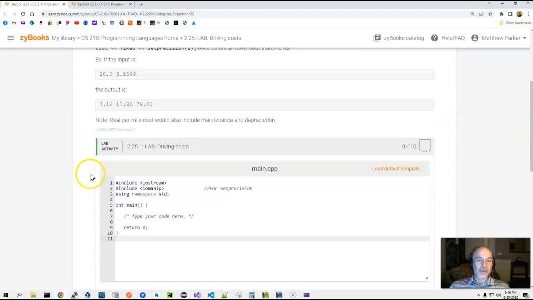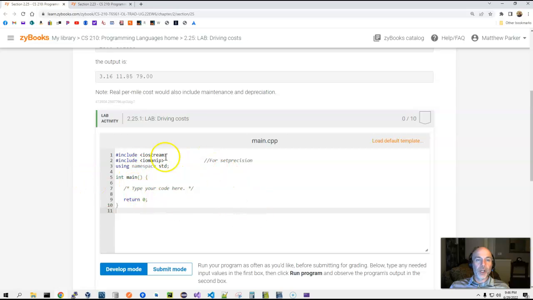Last thing to point out, you'll write all of your code in here. Make sure that you get rid of comments like this, type your code here. And I do expect to see some comments as far as what you are calculating, but not every line needs to be a comment, okay?